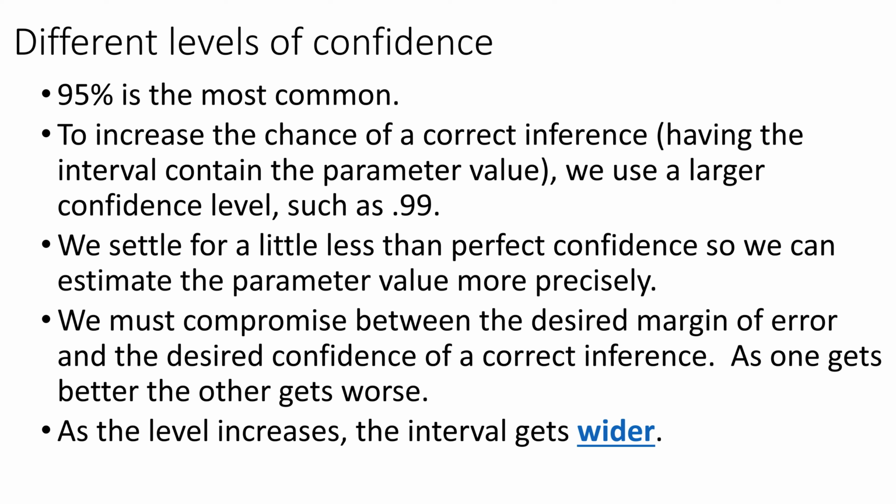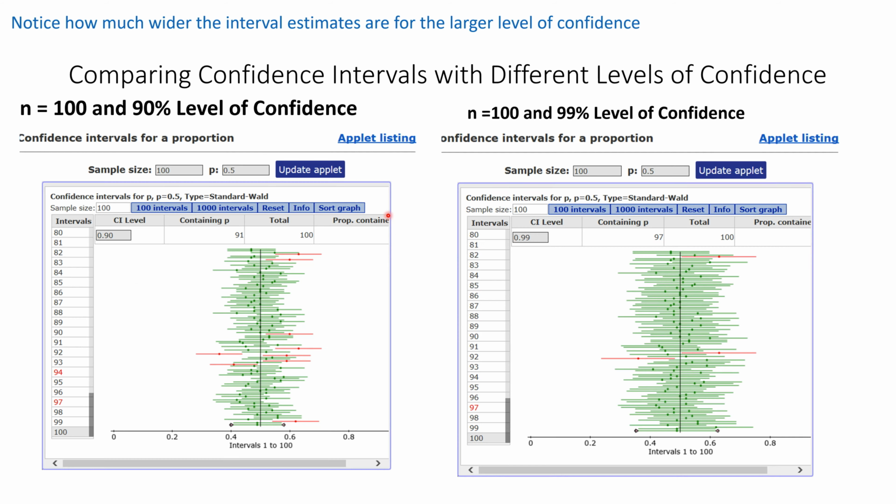Finally, as the level increases, the interval gets wider. I will explain in next 2 slides why as the level increases, the interval gets wider. Compare confidence intervals with different levels of confidence. Confidence interval on the left side has a sample size of 100, a 90% level of confidence. Confidence interval on the right side has a sample size of 100 and a 99% level of confidence.